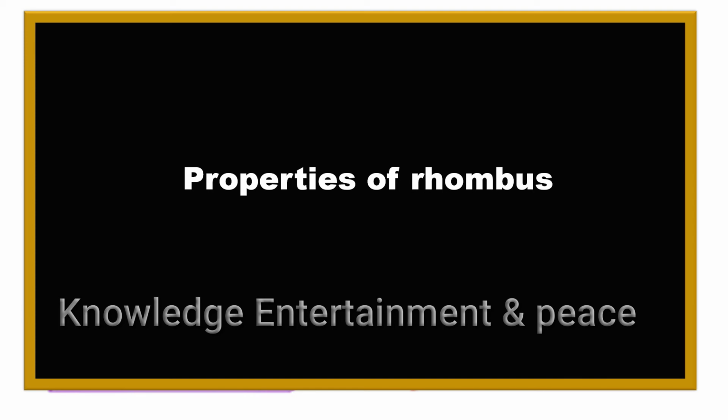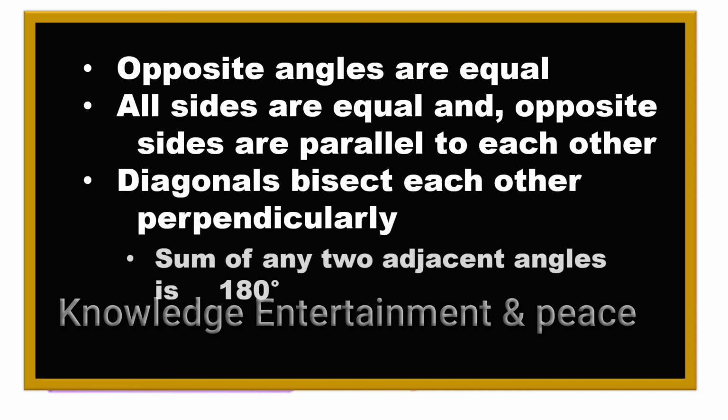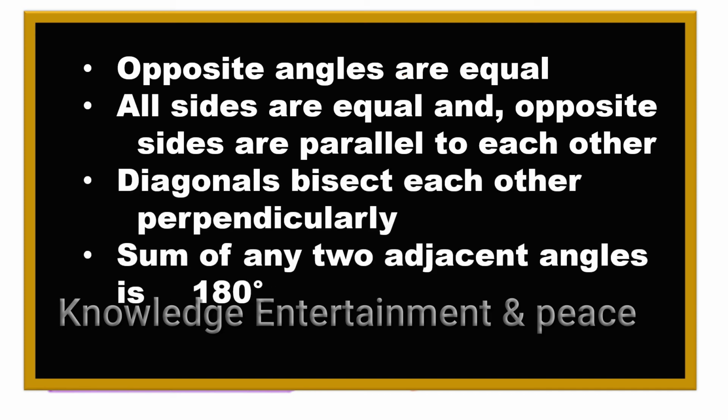The properties of rhombus. It has four properties. Opposite angles are equal. All sides are equal and opposite sides are parallel to each other. Diagonals bisect each other perpendicularly. Next is, sum of any two adjacent angles is 180 degrees.